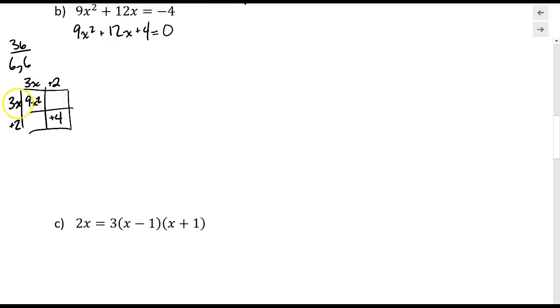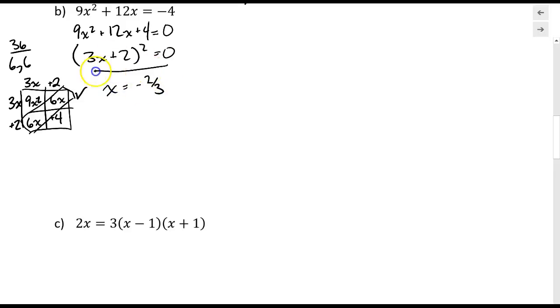If I think about multiplying through this grid, 3x times 2 is 6x. 3x times 2 is also 6x. That is going to add to 12x. So I've actually been able to factor this. It's going to be 3x plus 2 squared equals 0. So x is going to equal negative 2/3. And I'm just going to have 2 of those values. I have 2 real roots, but they are just the same thing.